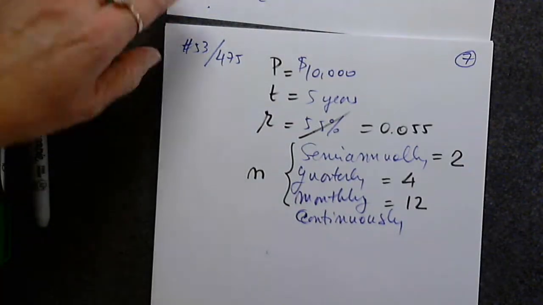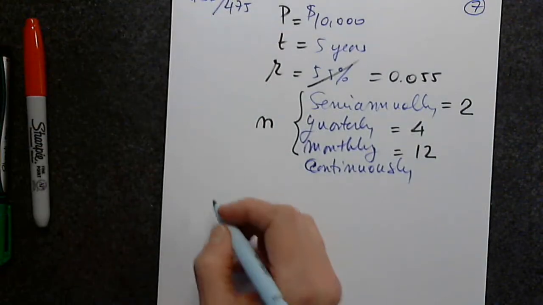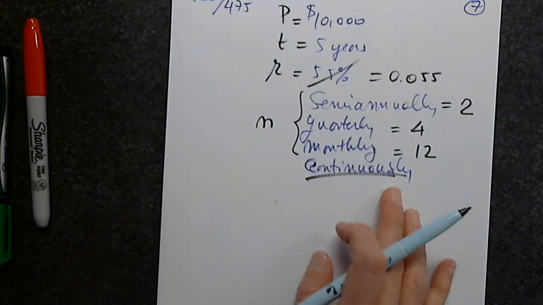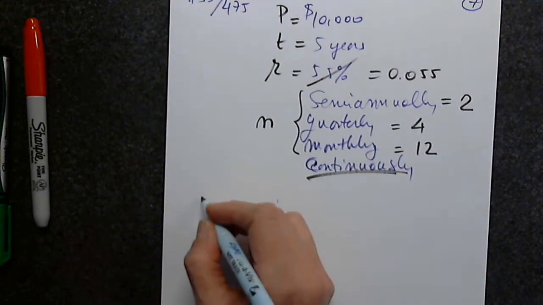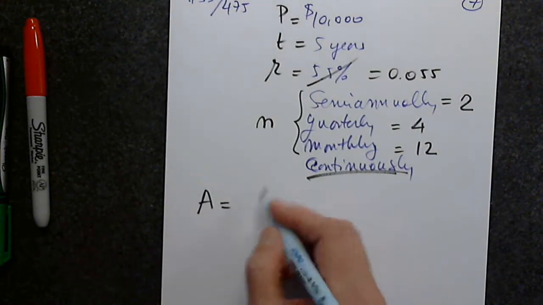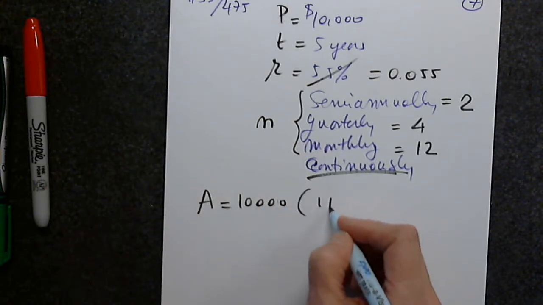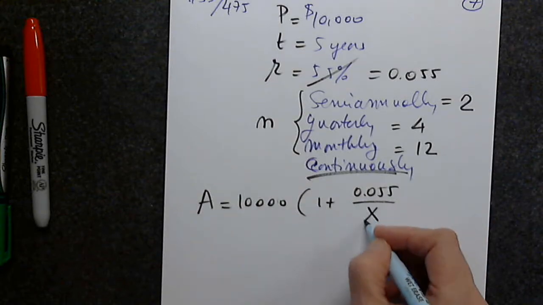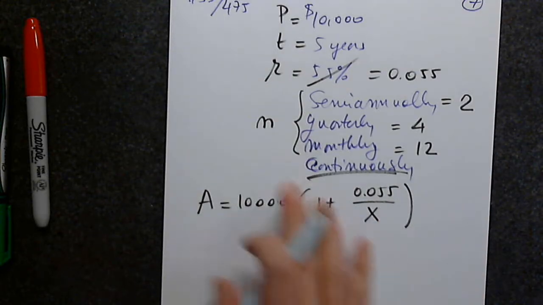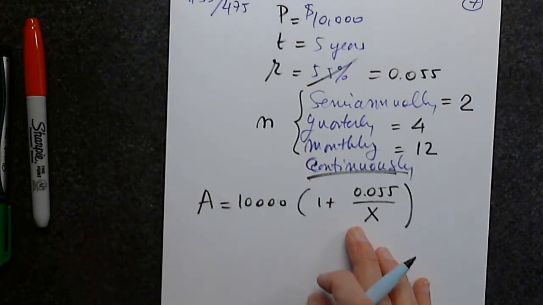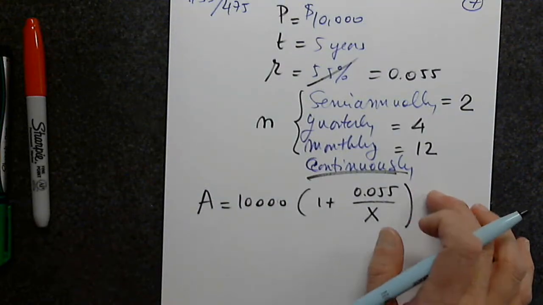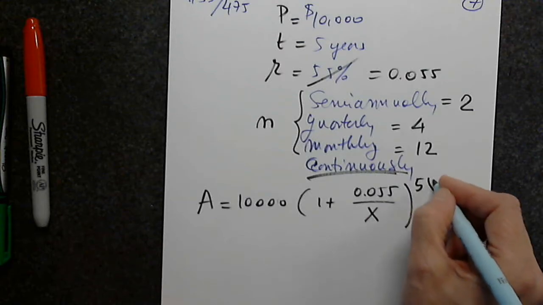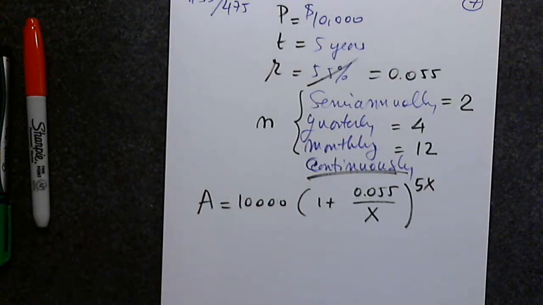Very good. So here's what we are going to do. First, we are calculating this, and then this one is a different formula, so we'll have to determine it separately. So the accumulated value is 10,000 multiplied by (1 plus 0.055 divided by x). This is what I'm going to put in the formula, x being n. And the power is nt, or xt, or x times 5, or 5x. So let's go to the graphing calculator.